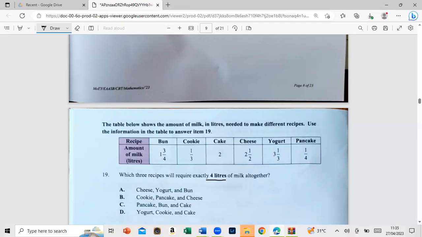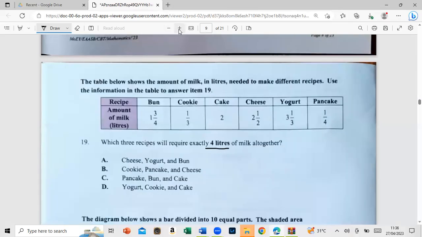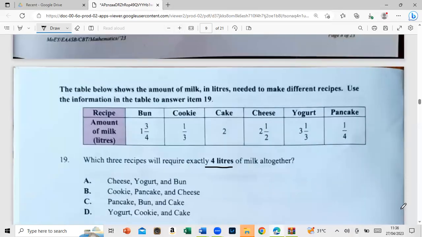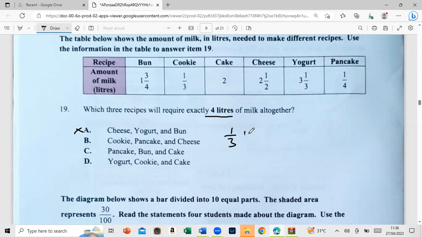As I really have the time for freestyle. Besides, you guys need to see my answer. So cheese is 2.5. So we have 2.5 plus yogurt. That's 3 1/3. So we're going to eliminate that because it's too big. It passed 4 already. Cookie is 1/3. I'm going to take cookie. Pancake now, 1/4, and cheese, which is 2.5.